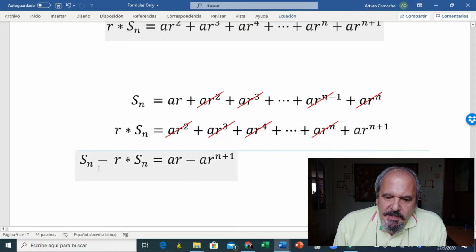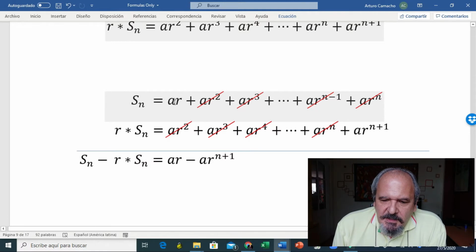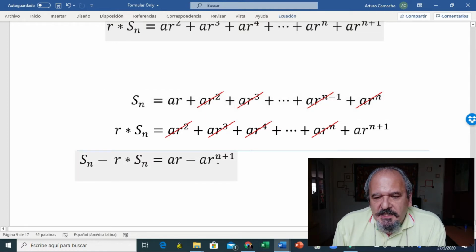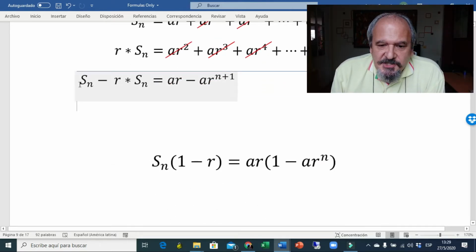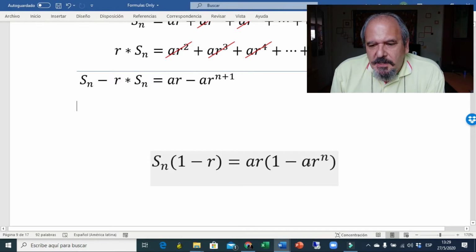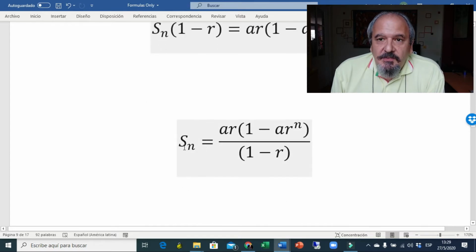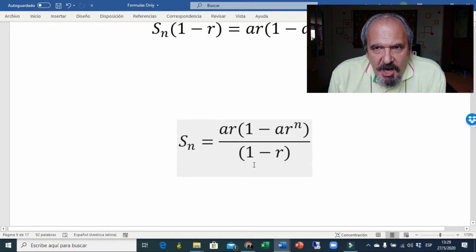So here it is: S sub n minus R times S sub n is A times R minus A times R to the n plus 1, which we can contract by taking the common factor. On the left side, S sub n times 1 minus R, and on the right side, A times R multiplied by 1 minus R to the n. If we then clear S sub n, which is the one I wanted to calculate, that is A times R times 1 minus R to the n, all divided by 1 minus R.